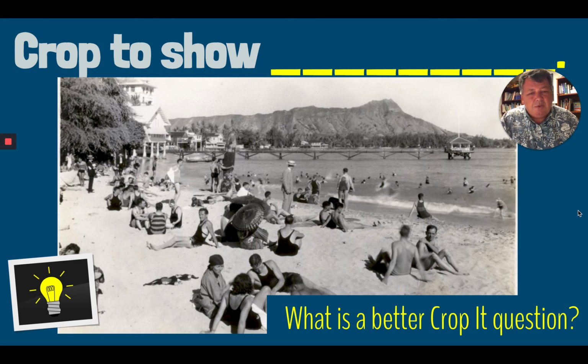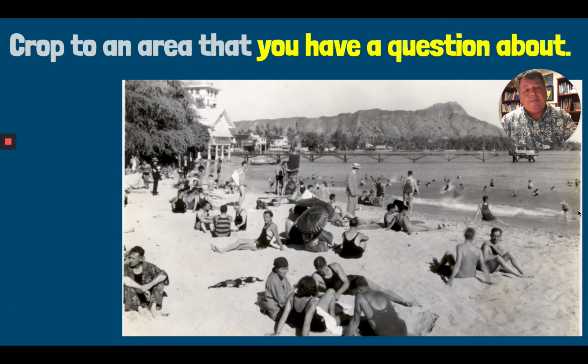This might be a great one to crop to show when this photograph took place. Because look at the swimming suits. They're great clues. Look at that guy standing with his hat on. By the way, a bad crop it question would be crop to the area that shows the man in the hat. Bad crop it question. That's a right or wrong answer. So remember, crop it questions are big and broad. No right or wrong answers.